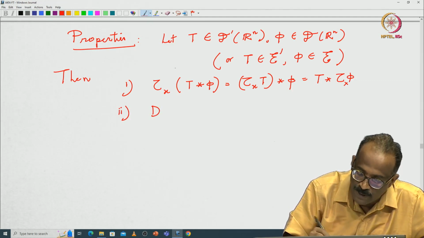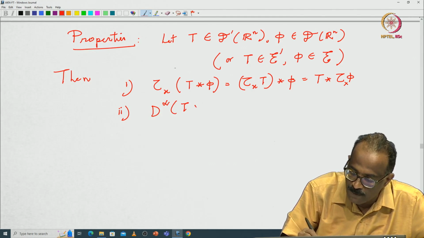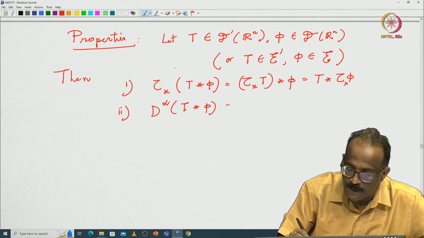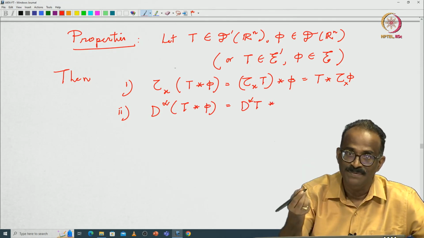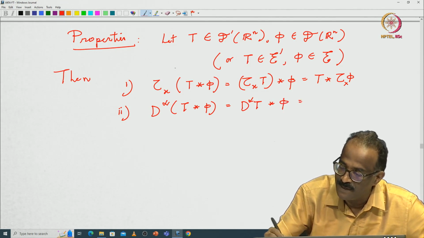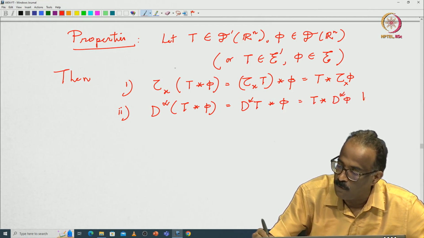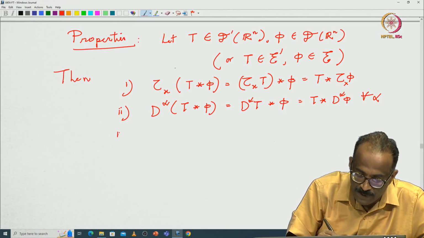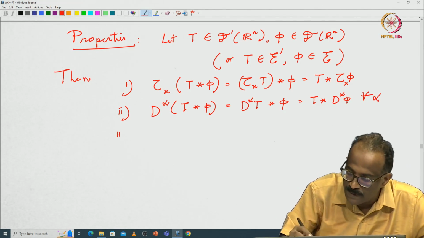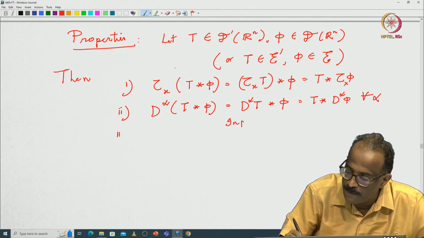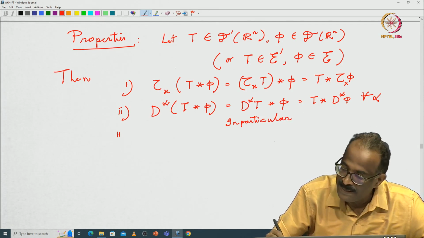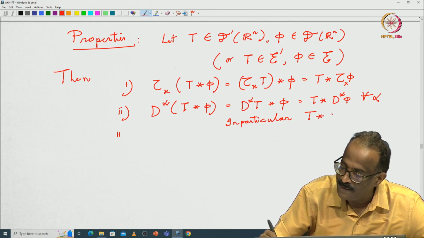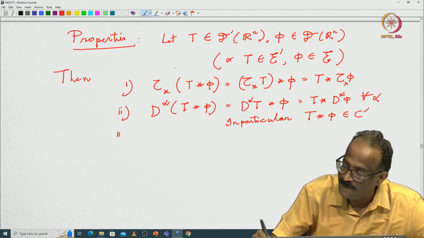Two, d power alpha of T star phi is equal to d power alpha of T star phi, because d power alpha of T is defined all the time, and that equals T star d power alpha of phi, for all multi-index alpha. And three, in particular, T star phi is C infinity.